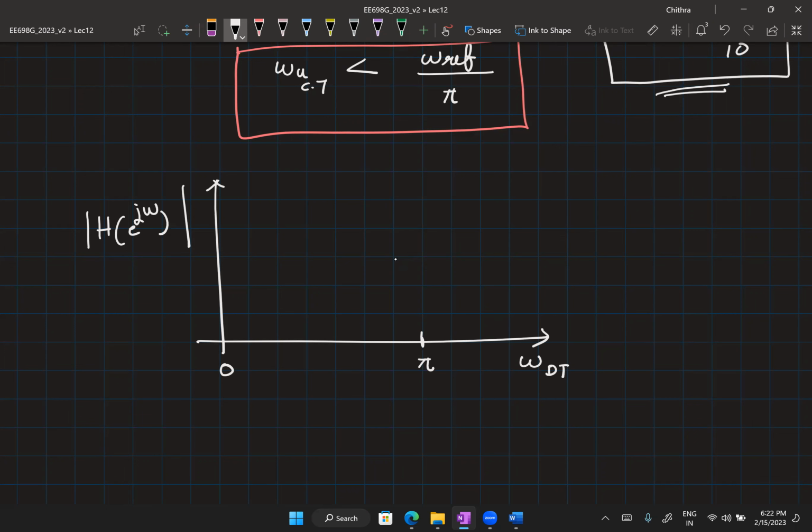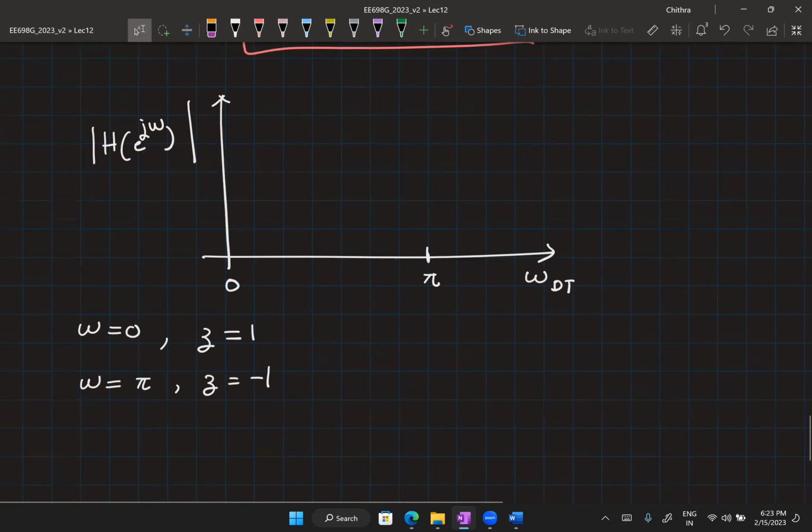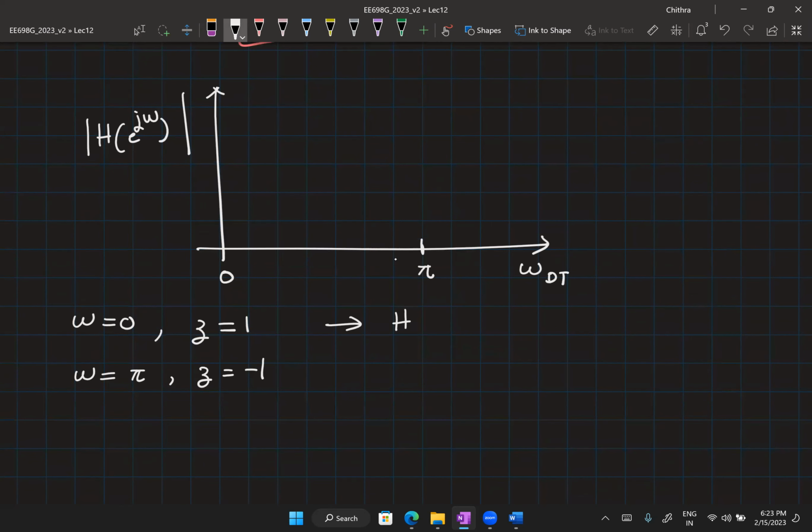So if my omega is equal to 0, what is the value of Z? Z is equal to 1. For omega equal to pi, Z is equal to -1. Now, can you put this information in the H of Z and tell me the values? What is the magnitude when Z is equal to 1?